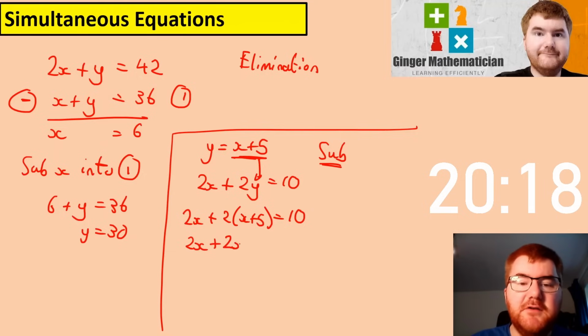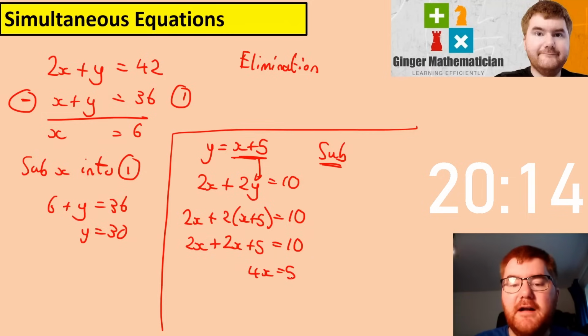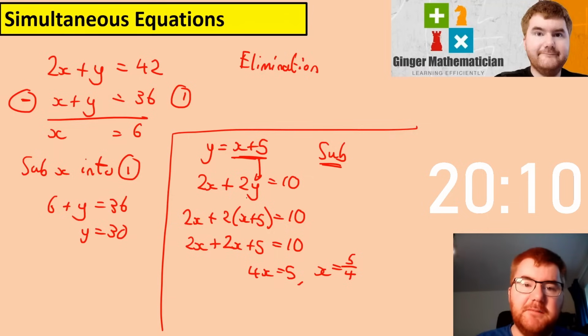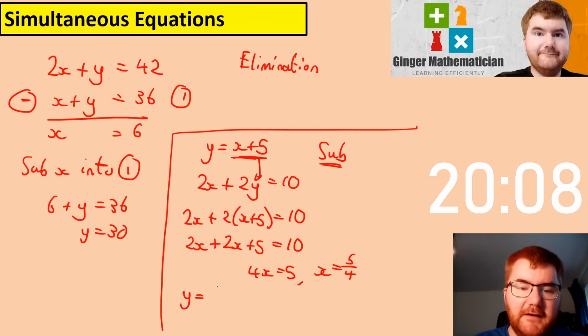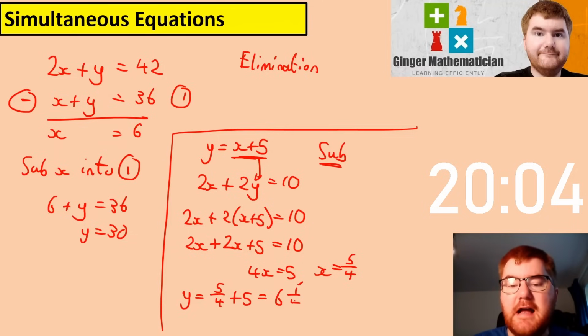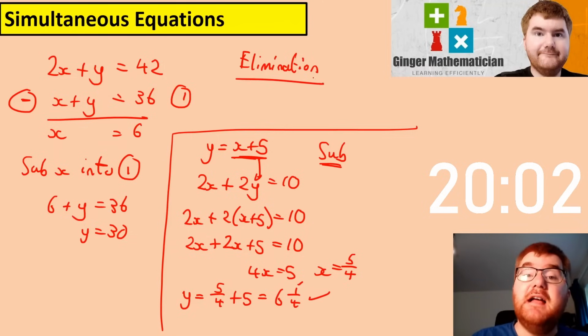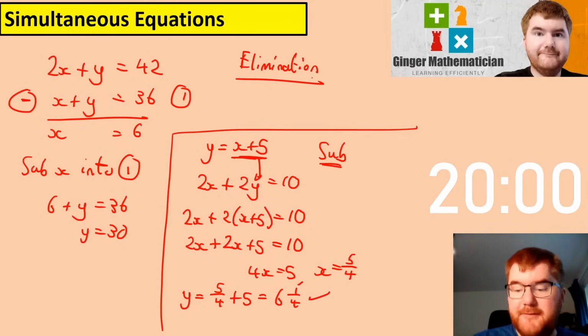So 2x plus 2x plus 5 is equal to 10. 4x is 5. x is 5 over 4. And again, don't forget to substitute in to work out the y value. So you have 5 over 4 plus 5, which is 6 1/4. These two methods will also apply to quadratics later.